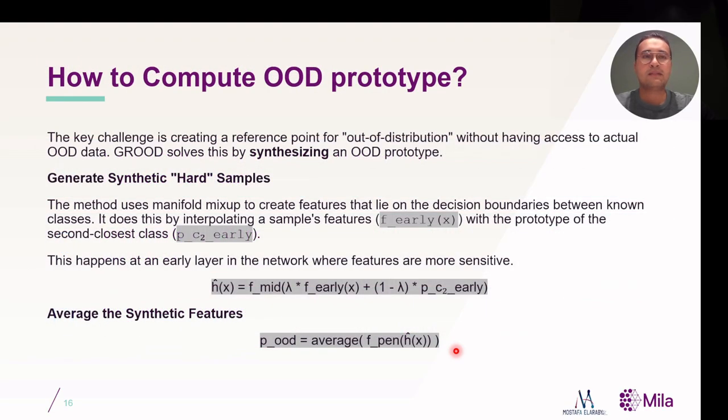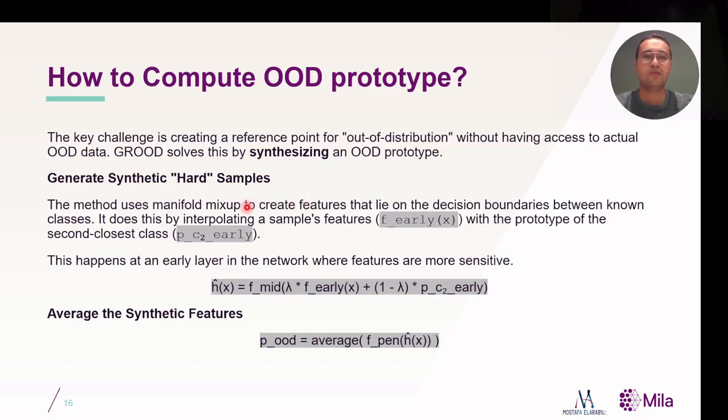So let's come to the question: how do we compute that OOD prototype? The key challenge in creating reference points for out-of-distribution data is that we don't have access to actual OOD data or test OOD data. So we need to synthesize that OOD prototype, or we can use a simple validation OOD dataset. But for now, let's talk about synthesizing hard examples.